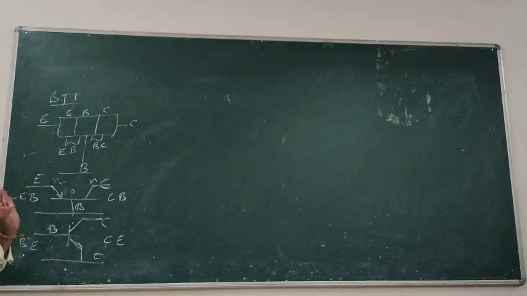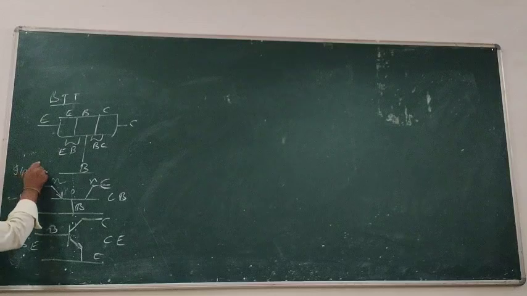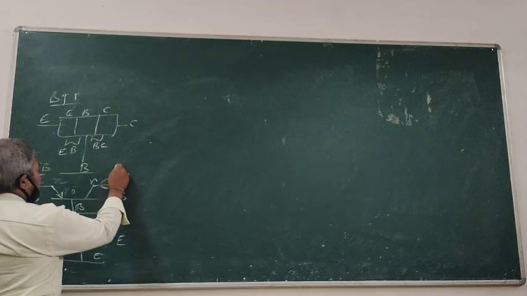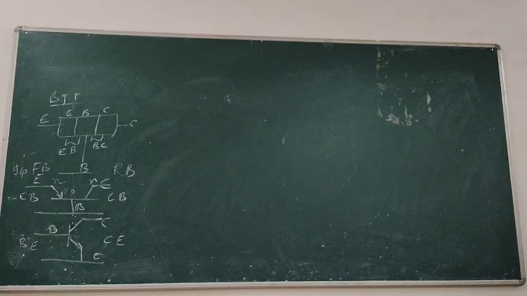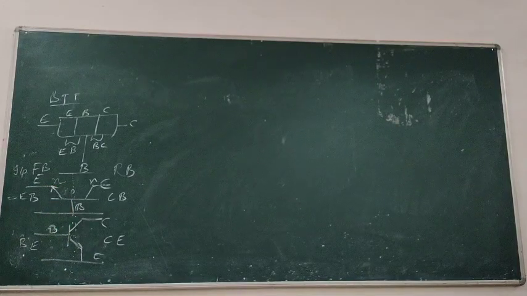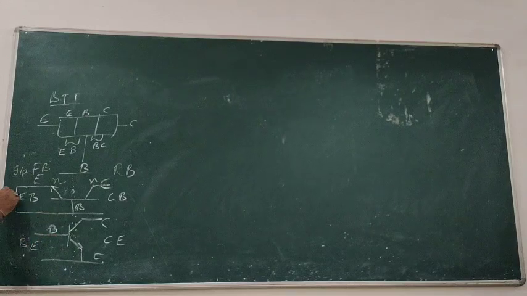In order to keep the transistor working, we have to apply two conditions. Input must be forward bias. Output must be reverse bias. If you are using an NPN transistor, forward bias means here we have the negative type, so you have to connect the negative. If you have PNP, here positive will come. Then it acts as a forward bias.